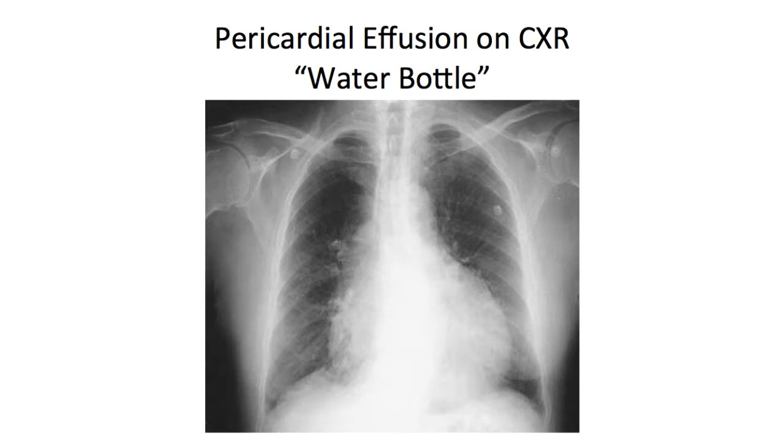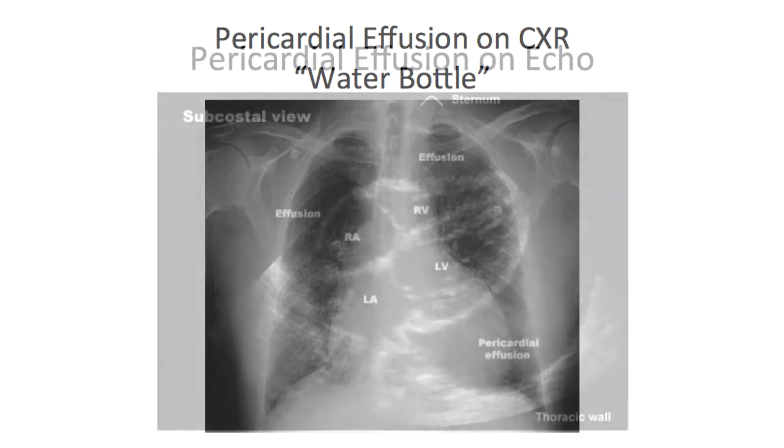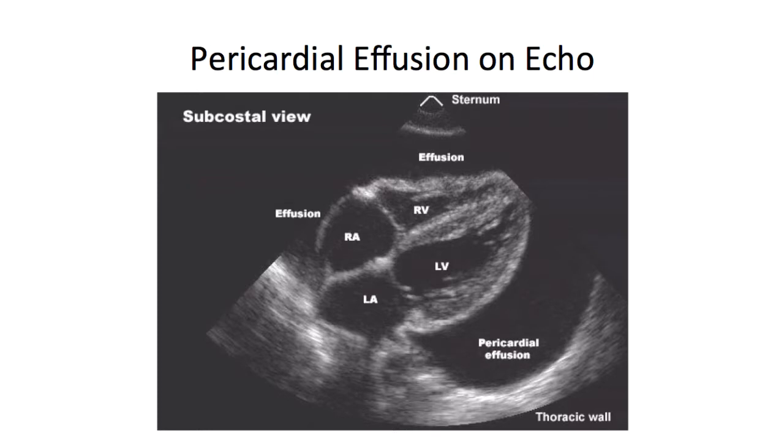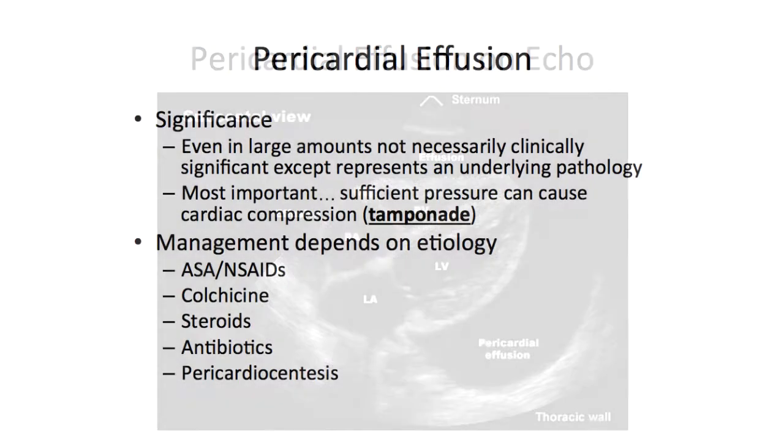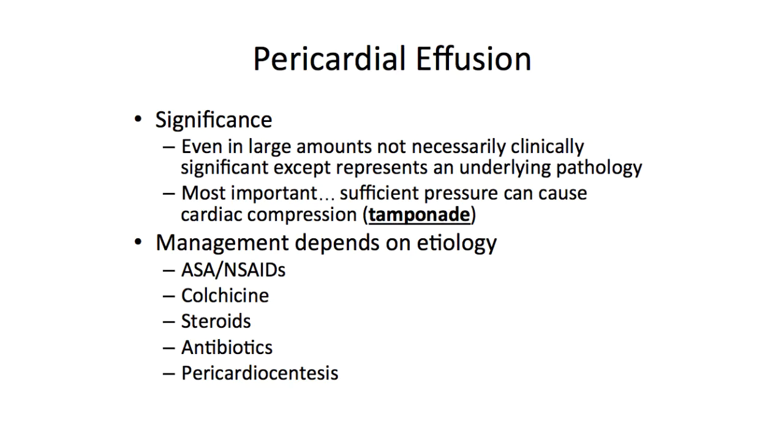This X-ray shows an enlargement of the cardiac silhouette, producing a water bottle shape. This suggests pericardial effusion. On an echocardiogram, you can see the fluid surrounding the heart in the pericardium. Even a large pericardial effusion may not be clinically significant, except that it represents an underlying pathology. The most important thing to note here is that sufficient pressure can cause cardiac compression. This is where you get cardiac tamponade.